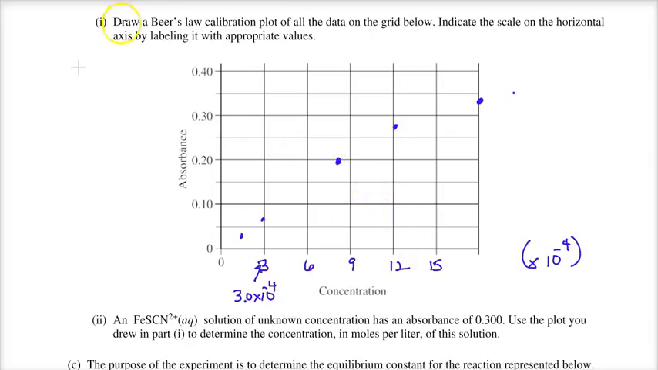And then what you do is draw a best fit line between them. It won't be perfect, and I certainly am not. So I do a best fit line. They give you a point for the appropriate scale, by labeling it with appropriate values. Of course, this is the concentration of the iron cyanide complex. It's a molarity. All right, so that's 2 points there.